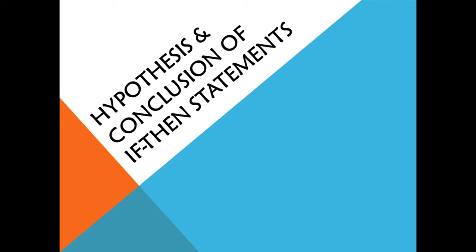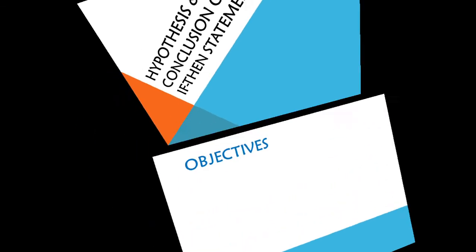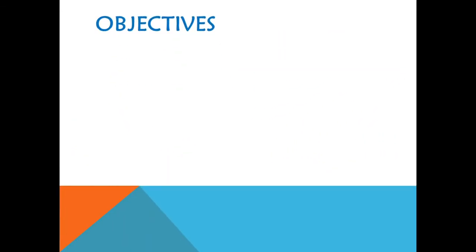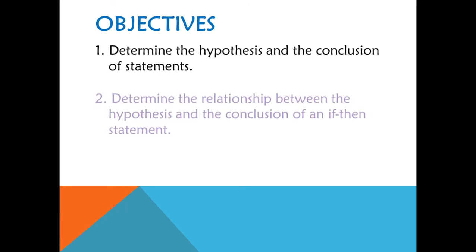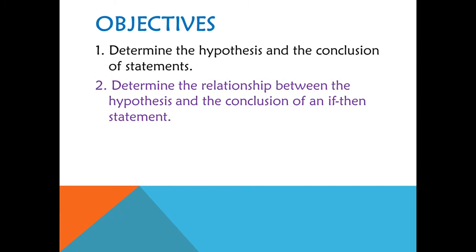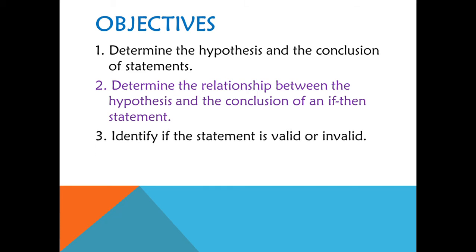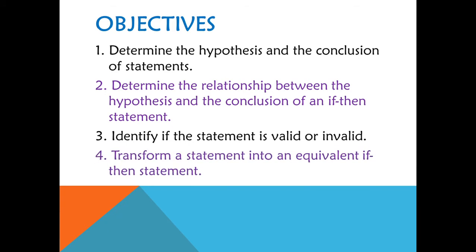Our lesson for this moment will be about hypothesis and conclusion of if-then statements. The objectives of this session are: determine the hypothesis and the conclusion of statements, determine the relationship between the hypothesis and the conclusion of an if-then statement, identify if the statement is valid or invalid, and transform a statement into an equivalent if-then statement. Let us have a recall first.